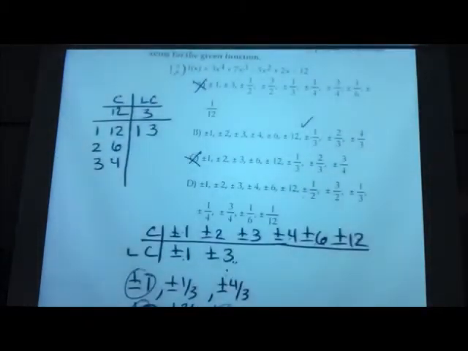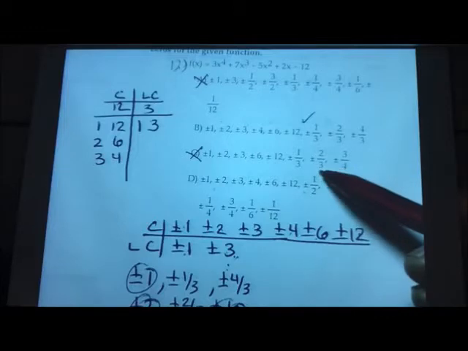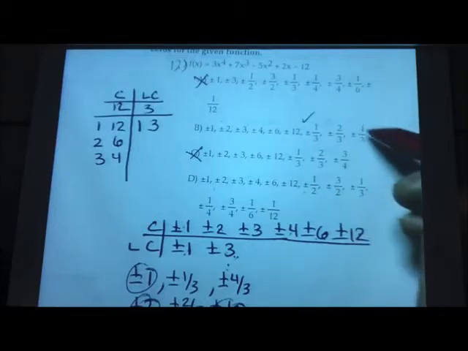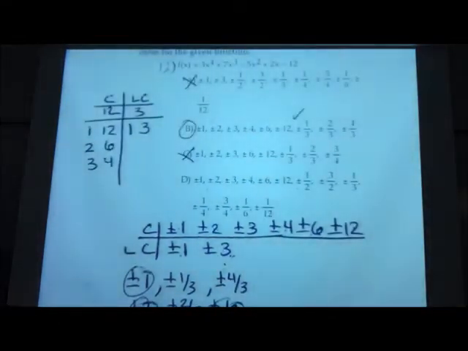So it's not A or C, because A is missing 2, 4, 6, and 12. And C is missing 4. And then we look at the other fractions, 1/3, 2/3, and 4/3. And which one has those 3? Only B. So my answer would be B.